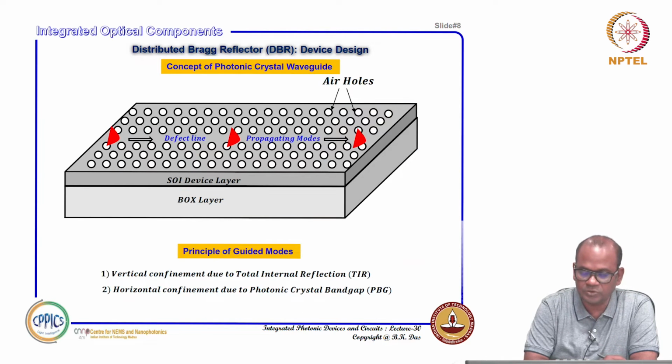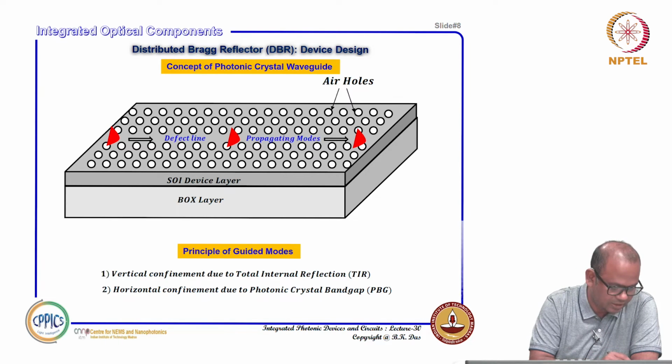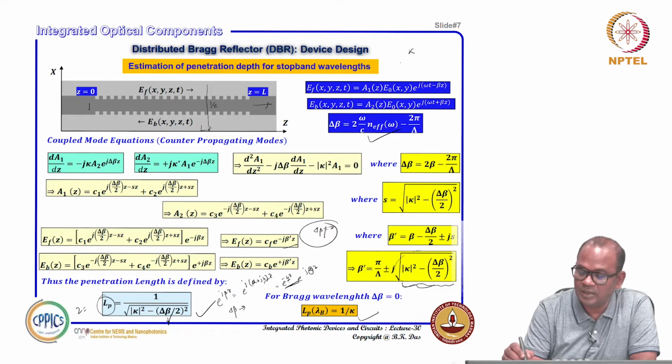Now, let us see what we understand from the concept of the DBR structure. We have learned that there is a stop band, which you can express in omega or in lambda, the stop band around lambda b or around omega b.